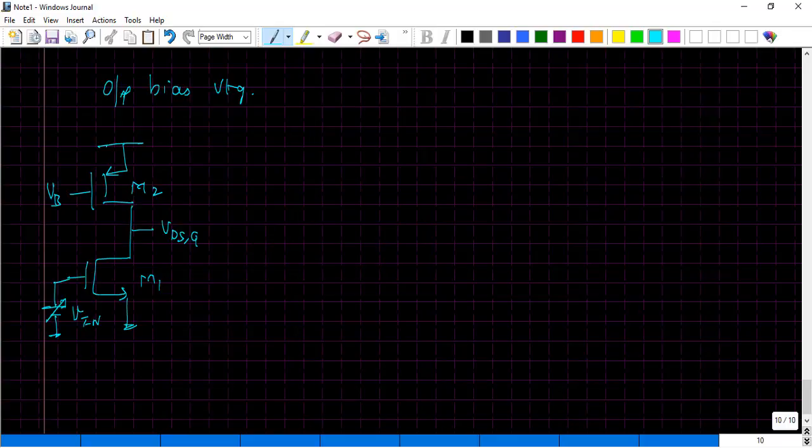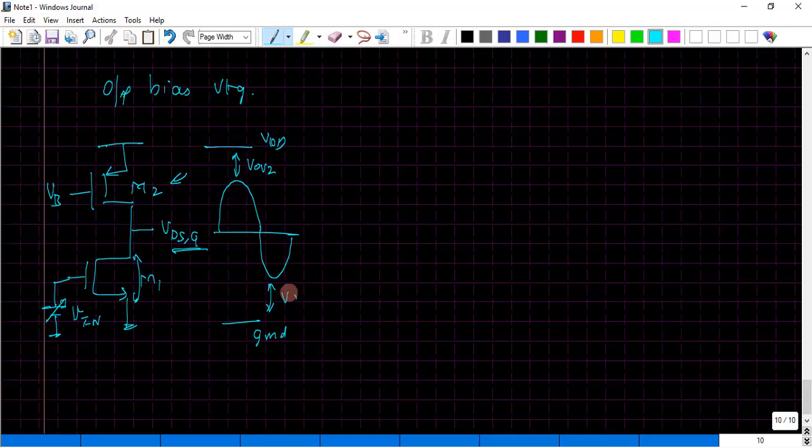As you can guess, the output can go all the way up to VDD, and there should be a drop of VOV2 so that my transistor stays in the saturation region. When I go towards the lowest point, which is the ground level, I need a voltage drop between the drain and the source of at least VOV1, so that my transistor M1 stays inside the saturation region. But the point here is, what is the baseline that is defined?